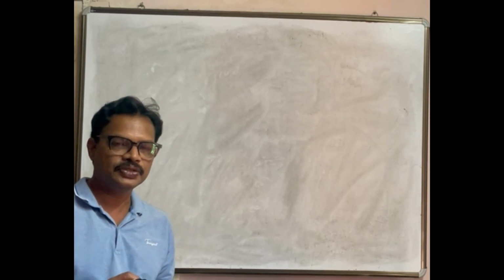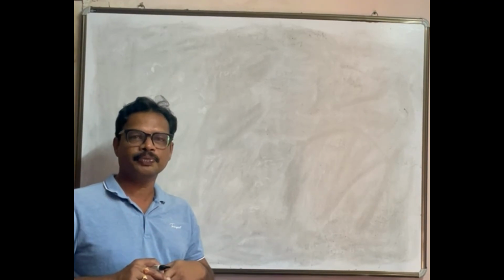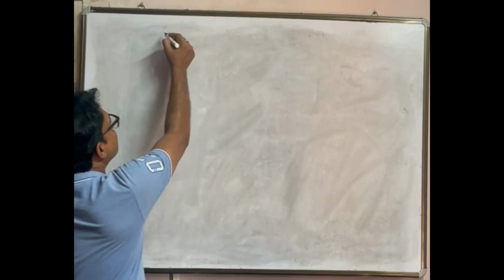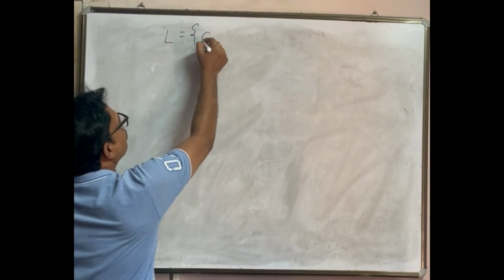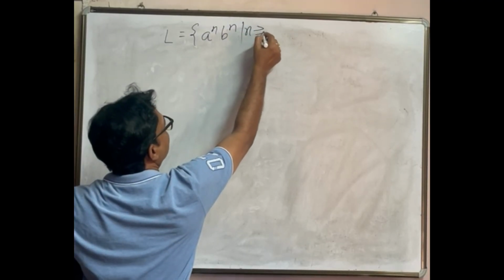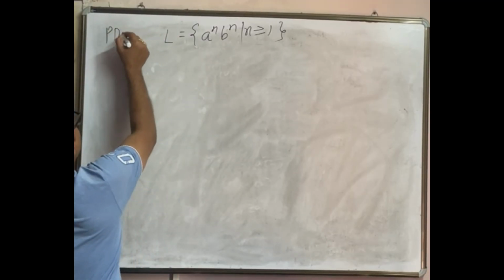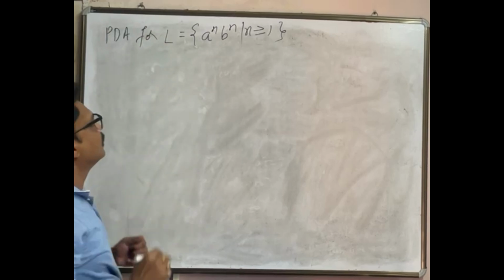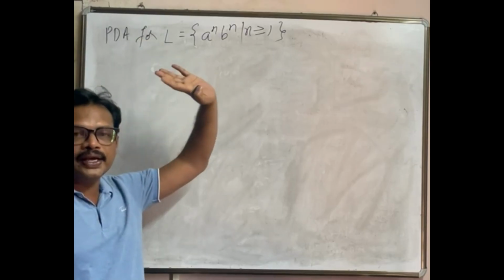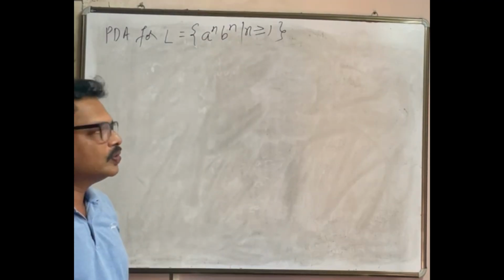Hello and welcome to this video session on designing push-down automata for the given language a to the power n, b to the power n such that n is greater than or equal to 1. The language is L equal to a to the power n, b to the power n such that n is greater than or equal to 1. Let us try to understand how a PDA can be designed for this language.